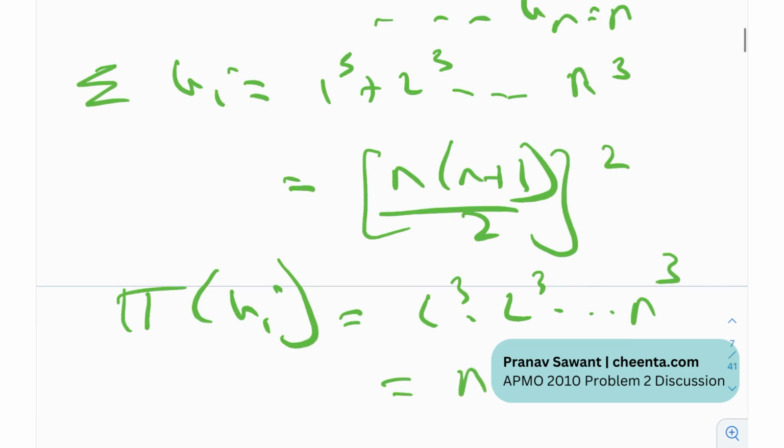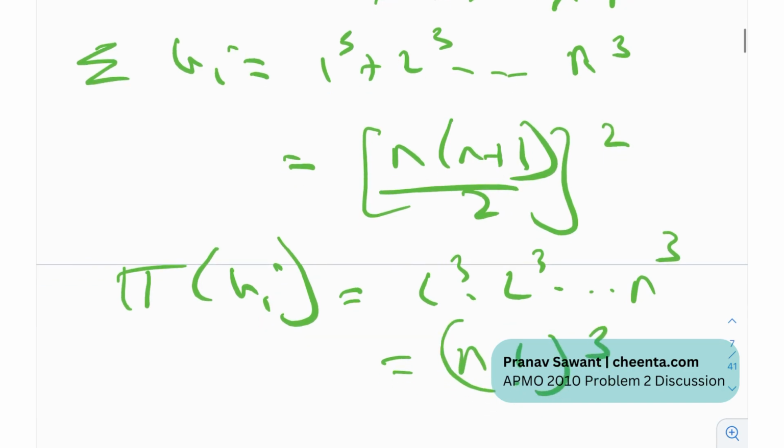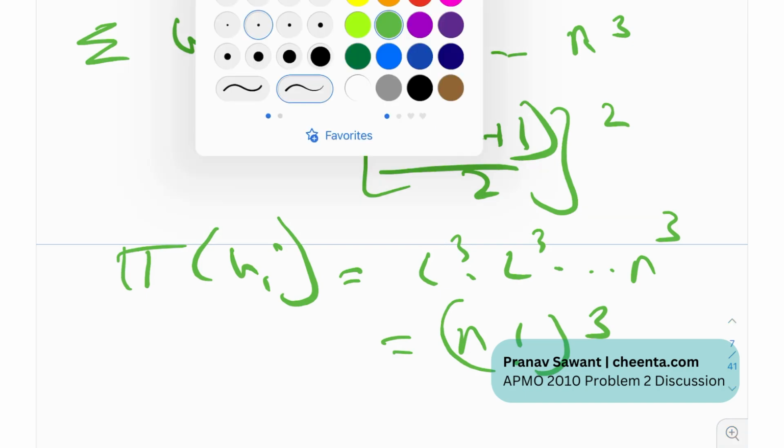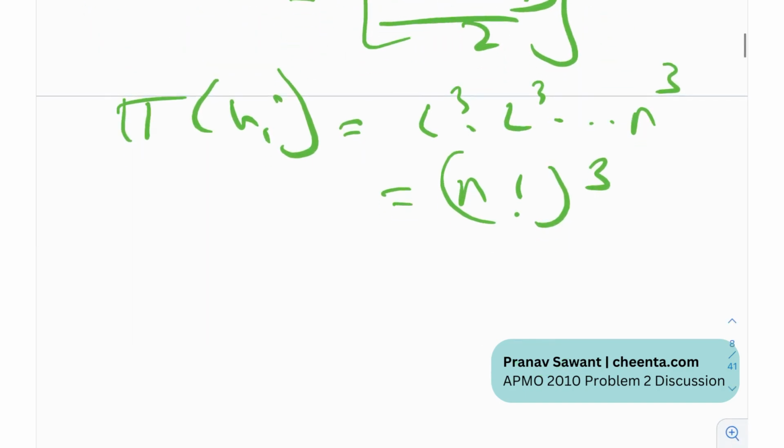So it's n factorial whole cube, and again that's a perfect cube. So this is the observation that the sum is a perfect square and the product is a perfect cube. I think this is the reason behind why this problem was formulated in the first place. So once we are through that, let's come back to the general case.